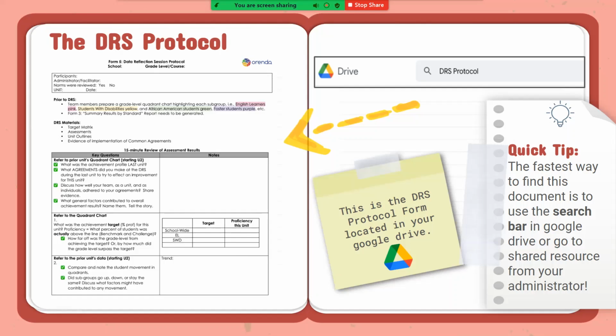After this discussion, you will move on to step 2 and compare any student movement you observed from last unit to this unit using the quadrant data provided to you in this session. With your team, you will look to identify any trends and document them on this form.